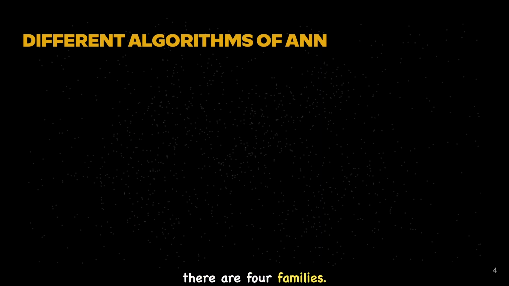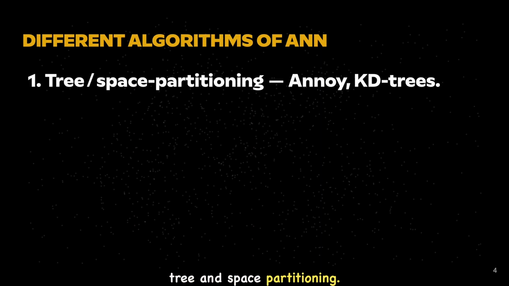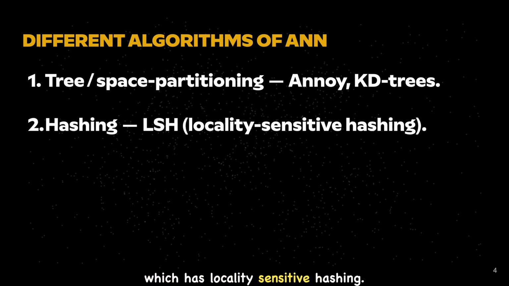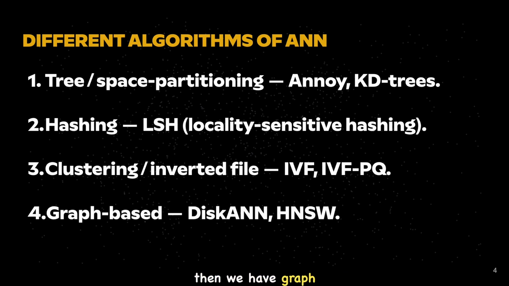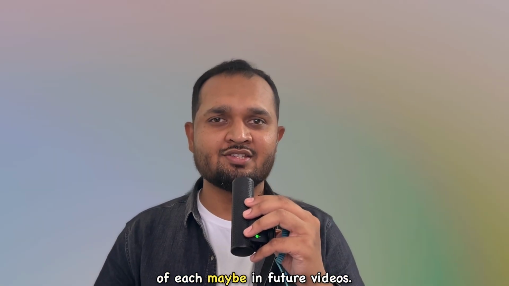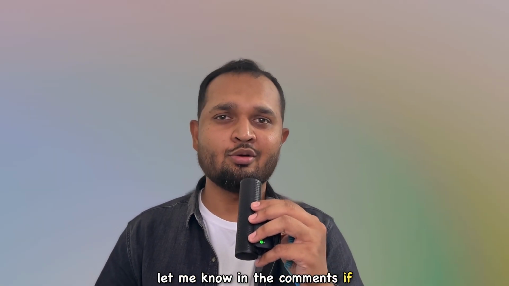Now let's talk about different algorithms in ANN. Majorly, there are 4 families. Number 1, tree and space partitioning, which contains Annoy and KD trees. Then we have hashing, which has locality sensitive hashing. Third one is clustering or inverted file, which is inverted file and product quantization. Then we have graph based, which is DiskANN and HNSW. I will not go into the details of which, maybe in future videos. Let me know in the comments if you have a preference.